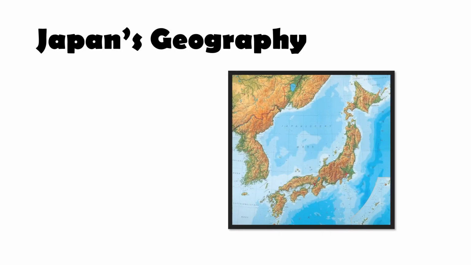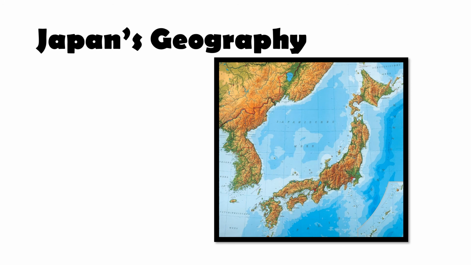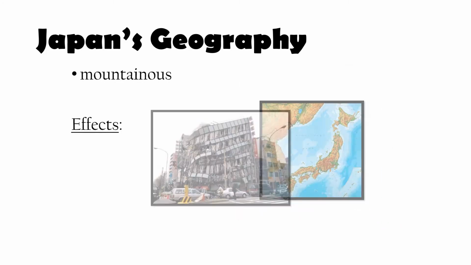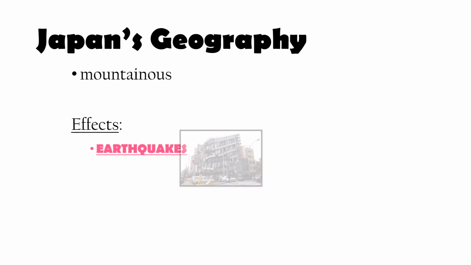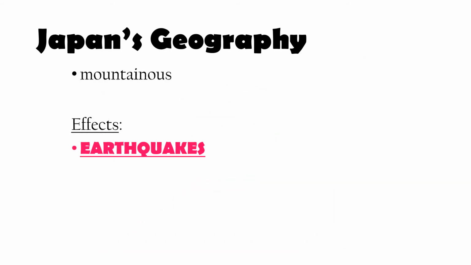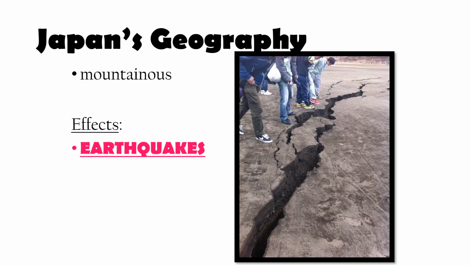Japan's geography is a bit challenging. You may notice on this map that there are a lot of mountains, and these mountains can pose some challenges, like I said. For example, take a look at this. This is a scene caused by an earthquake. There are about 1,500 earthquakes per year, and while some of them may be small and cause minimal damage, some of them are much larger and cause a lot of damage.